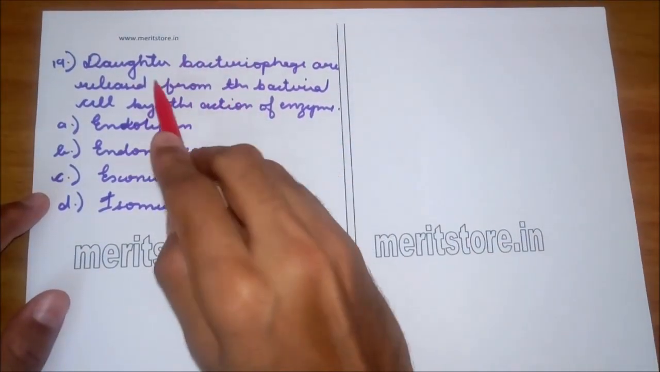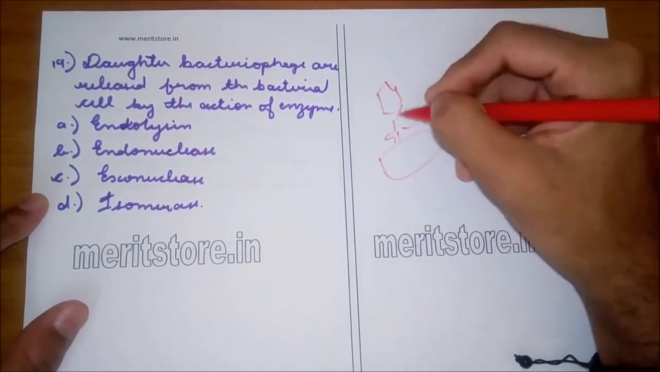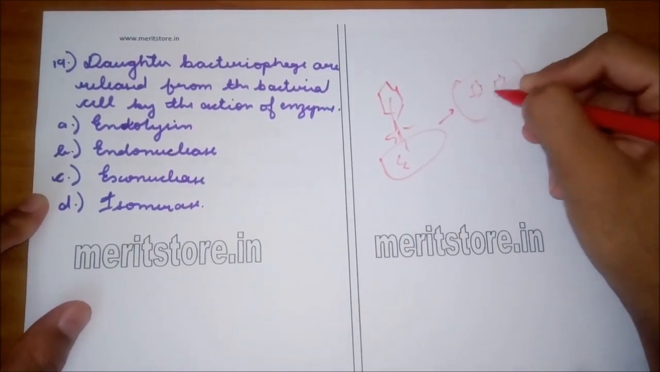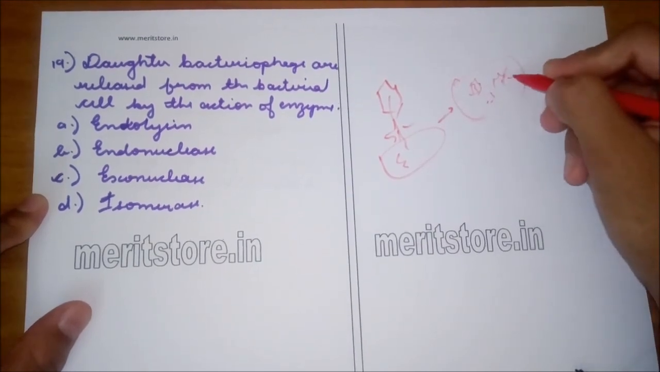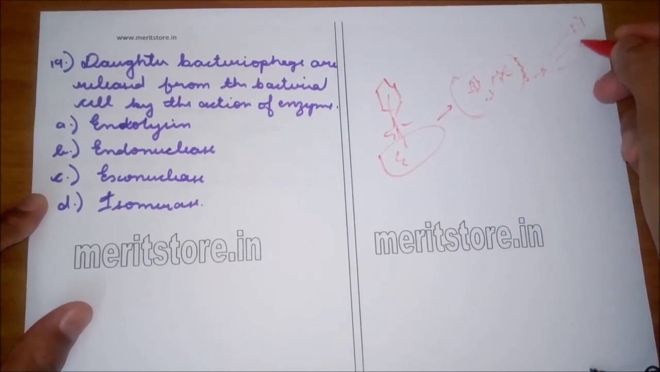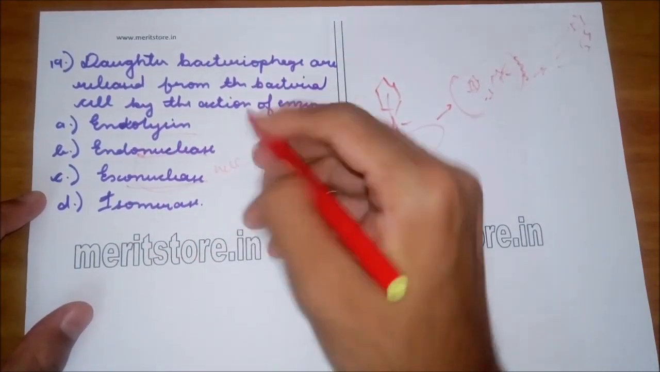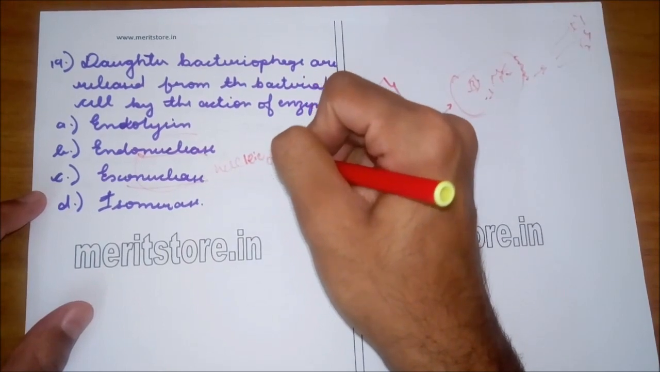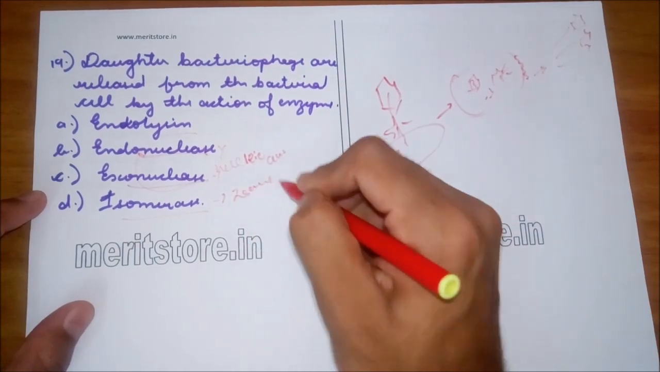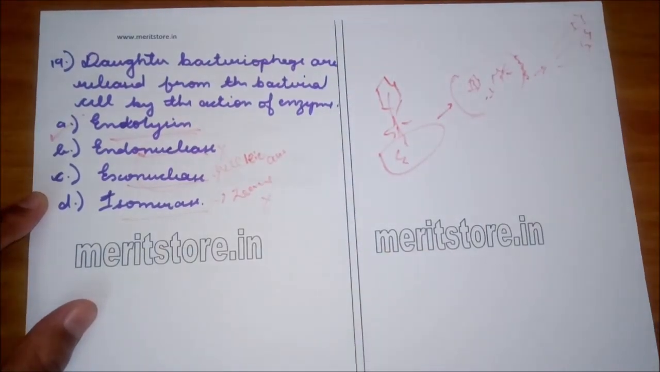Question number 19. Daughter bacteriophages are released from the bacterial cell by the action of. So this is a bacteriophage which, when it infects a bacteria, incorporates its genetic material into the bacteria. Then the small viroids develop inside the bacteria, which release an enzyme which acts on the bacterial cell and causes the release of bacteriophages again. Endonuclease and exonuclease act on the nucleic acid, so both of these options are wrong. Isomerase is responsible for isomerization, so it's also wrong. So option A is the correct answer, which is the endolysin.